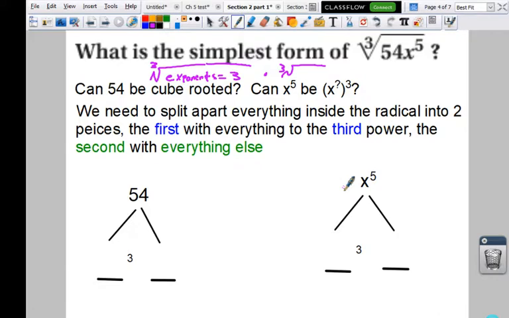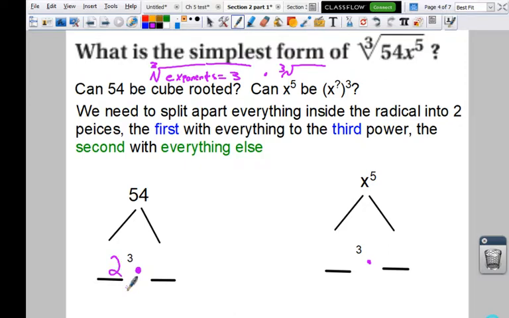I want to say, how can I split up 54 to be something to the power of 3 times something else that equals 54? I don't really know what that would be off the top of my head, so I'm going to guess and check. So let's start with 2.